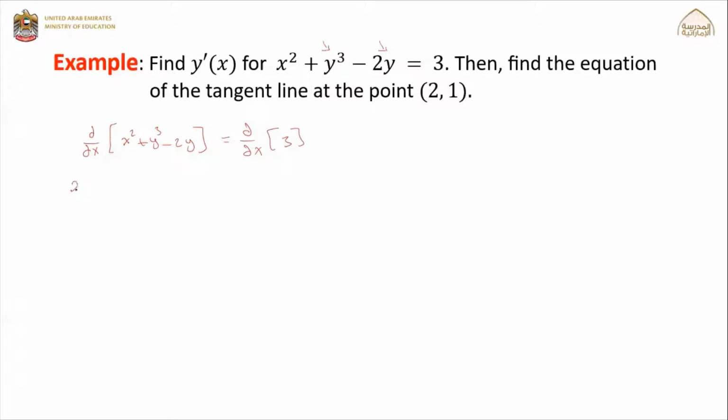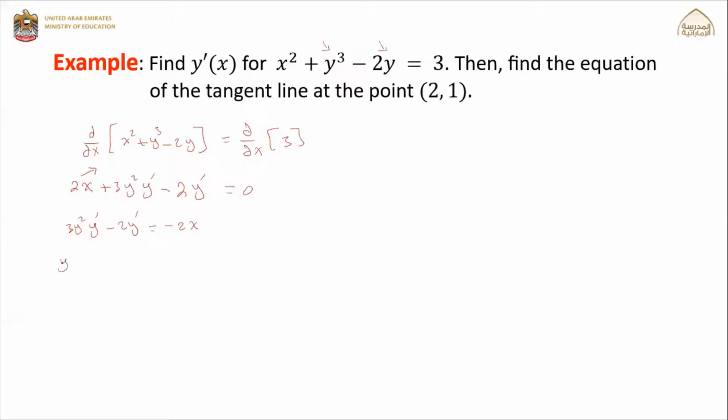The derivative of the left side is 2x plus the derivative of y cubed. Here I will use the chain rule. So it's 3y squared y prime, minus the derivative of 2y, which is 2y prime, equals the derivative of 3, which is 0. All terms which have y prime will stay on the left side, and the terms that do not have y prime I will take to the right side. So 3y squared y prime minus 2y prime equals negative 2x.